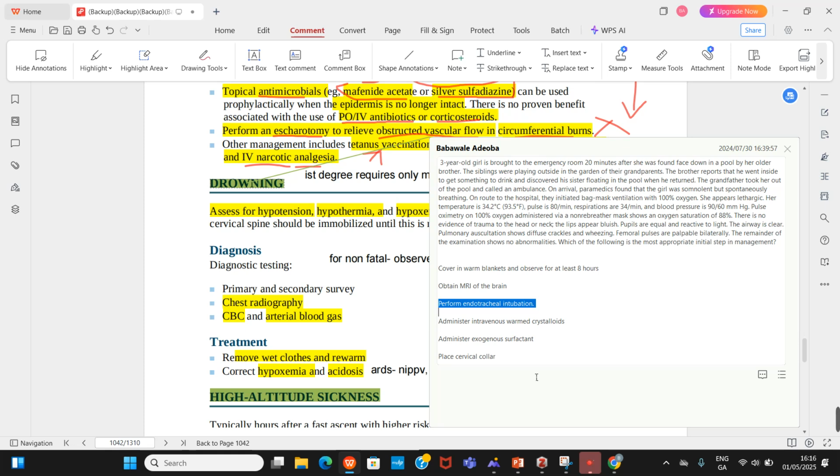Anybody? What can we do? Surfactant. Wow. No, not surfactant. Well, you can consider surfactant, but I don't think surfactant is next, because look at the blood pressure. So out of these options, the best thing we can do here is to what? Administer intravenous warm fluid, so that you can use that one.